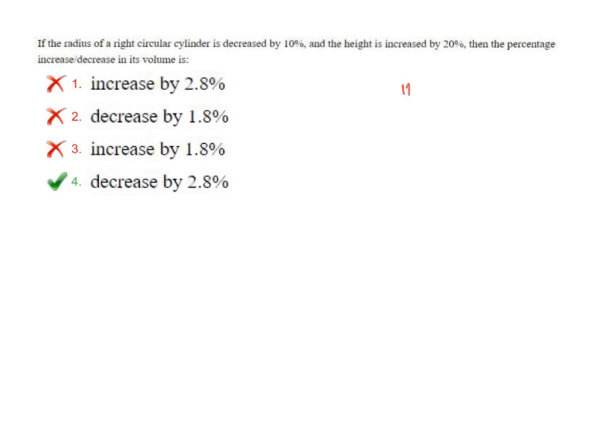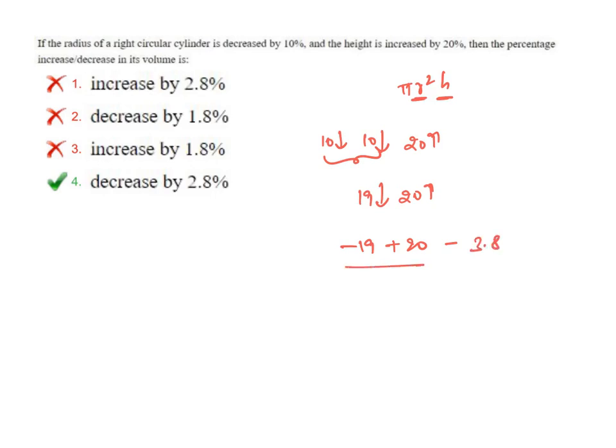Volume of a cylinder is pi r square h. Radius is 2 times, h is 1 time. Height is 1 time. So radius is decreased by 10% followed by 10%. Height is increased by 20. This we can say 19% decrease, and again 20% increase. We know minus 19 plus 20 minus 380 by 100 is 3.8. So you get plus 1, so minus 2.8. So it will be decreased by 2.8 percentage.